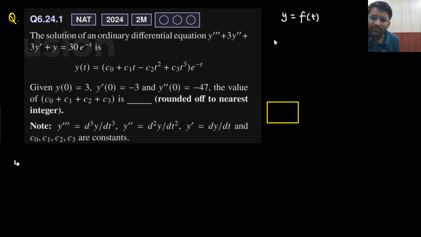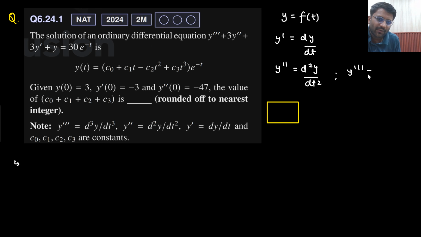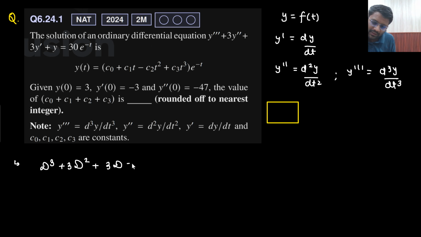So what is the meaning of y dash? The meaning of y dash is dy by dt. The meaning of y double dash is d2y by dt square. And the meaning of y triple dash is d3y by dt cube. So we get the equation D cube plus 3D square plus 3D plus 1, multiplied with y, equals 30 e to the power minus t. This is the equation that is given.